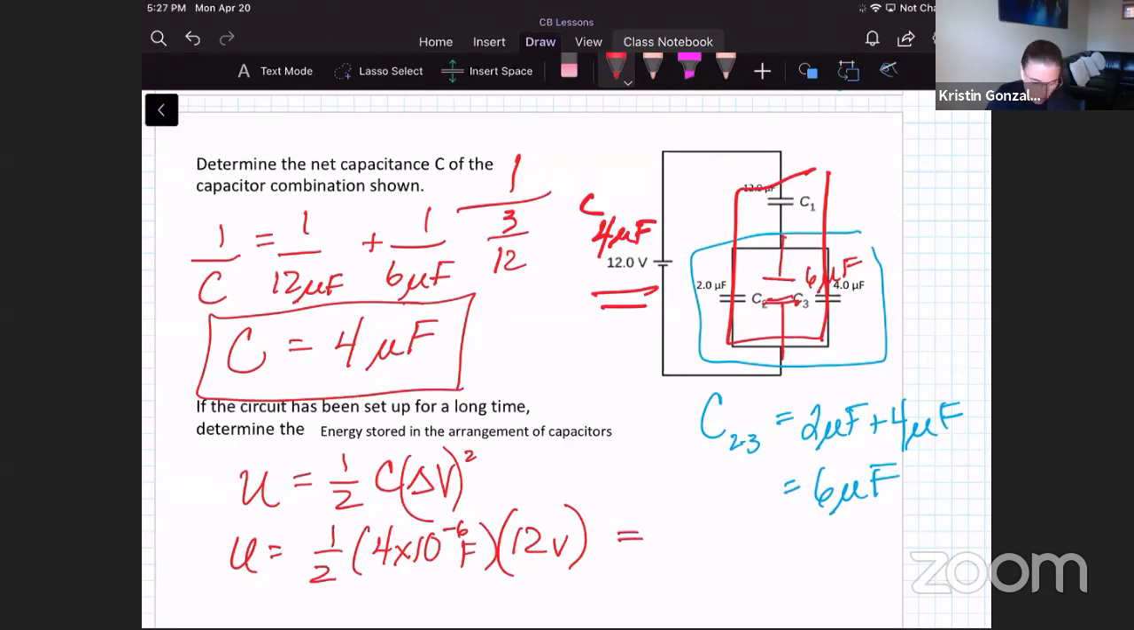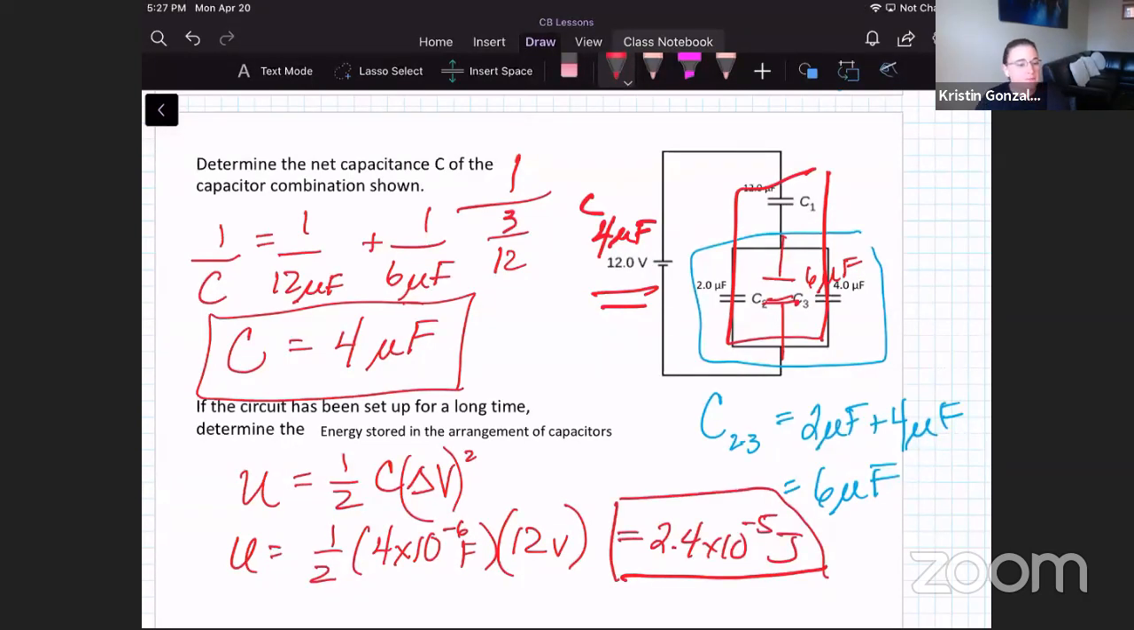We get 2.4 times 10 to the negative 5th joules. Okay, so there's some practice for you. Roger is going to give us a little bit more practice for that AP exam.